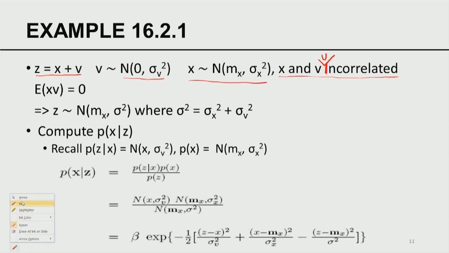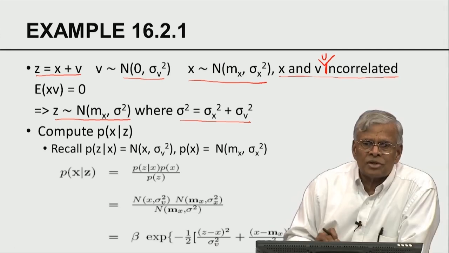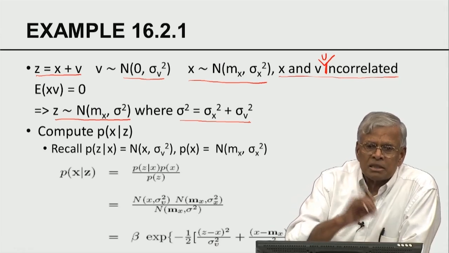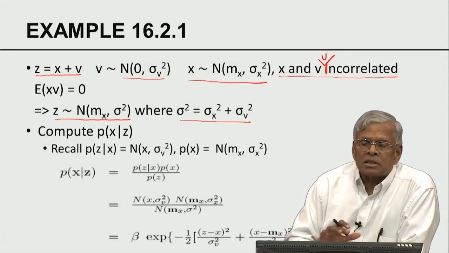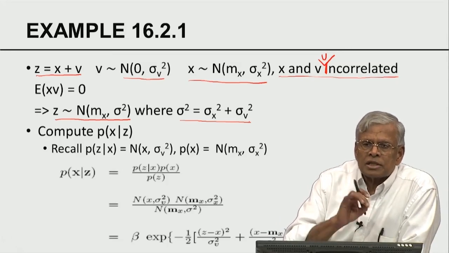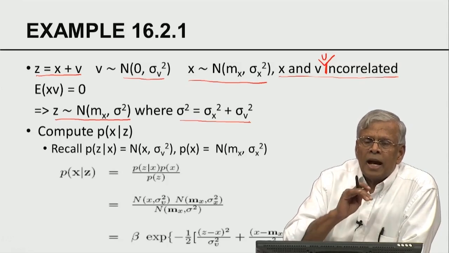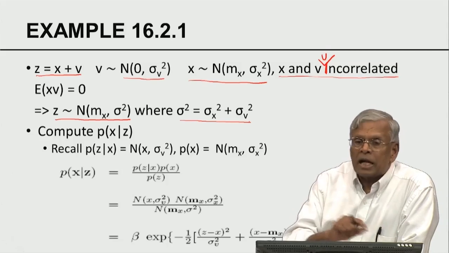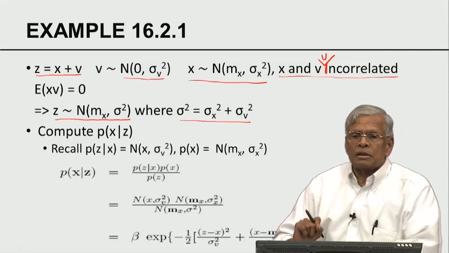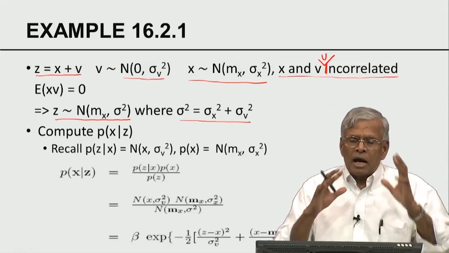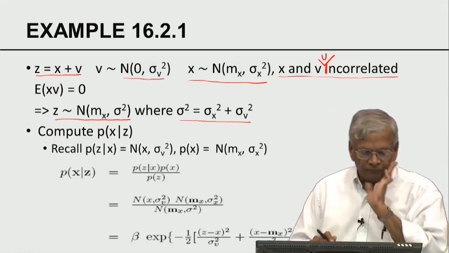So z is a normal variable whose distribution is given by this, where sigma is equal to the sum of the variances. So if you add two random variables, not only the mean changes but also the variance changes. Here the mean of the sum is the sum of the means. The variance of the sum is the sum of the variances. This happens because in this simple case, z is the sum of x and v. X and v are both Gaussian, and x and v are uncorrelated. If they are correlated, the expression for the variance will be different. We are considering only the simplest possible case.